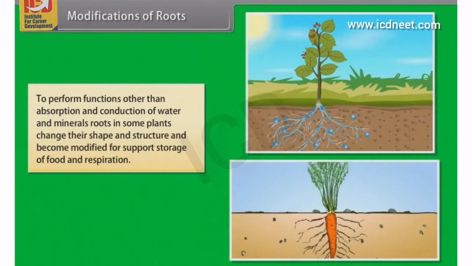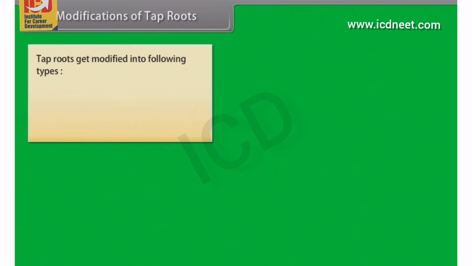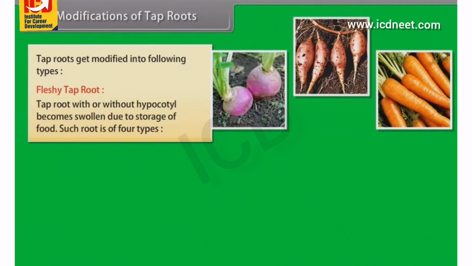Modifications of roots. To perform functions other than absorption and conduction of water and minerals, roots in some plants change their shape and structure and become modified for support, storage of food and respiration. Modifications of taproots. Taproots get modified into the following types. Fleshy taproot. Taproot with or without hypocotyl becomes swollen due to storage of food. Such root is of 4 types.